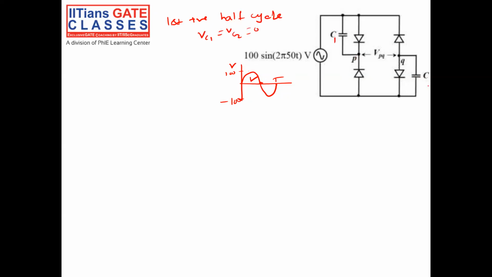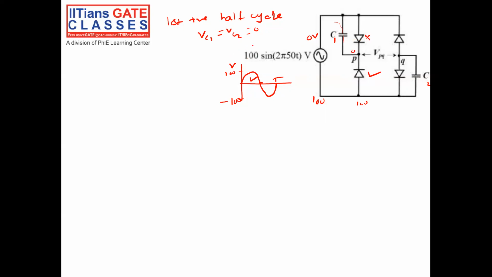So this is C1, this is C2, right? Now I apply the negative half cycle. What will happen? This is my 0 volt, and this is my 100 volt, because I am applying the negative cycle. Now you see, when I apply 0 volt, this is already 0, so 0 will come here, and 100 will come here. So this will be forward bias. Clear?